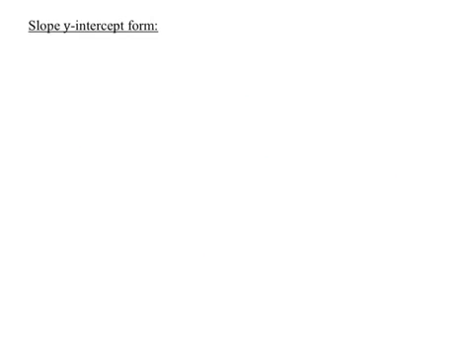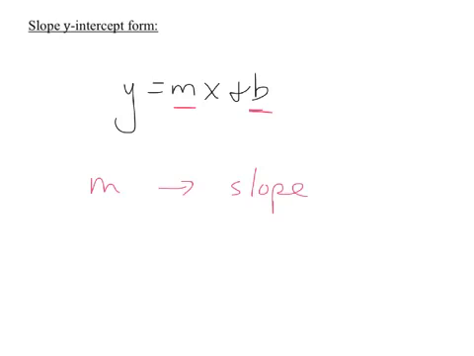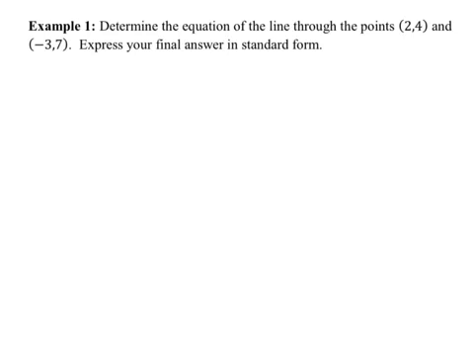The second form we're going to look at is slope y-intercept form, which tells us y equals mx plus b, where in this case, m is the slope and b is the y-intercept. And what do we mean by that? Well, m again is the slope, and 0 comma b is the y-intercept. Because remember, for the y-intercept, x is always equal to 0. Let's take a look at an example of this.